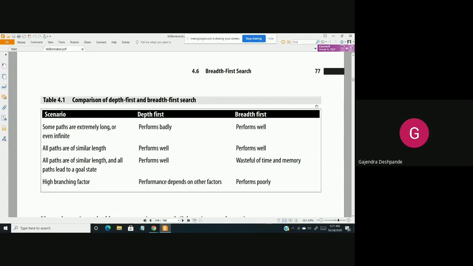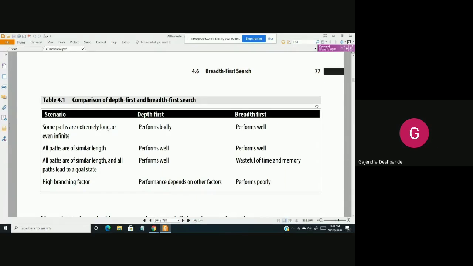Now in this case, if you have a high branching factor, then breadth first search will perform poorly because it will again result in visiting the nodes unnecessarily from left to right. So that's why you have to optimize BFS depending on the scenario. You have to optimize DFS depending on the scenario.